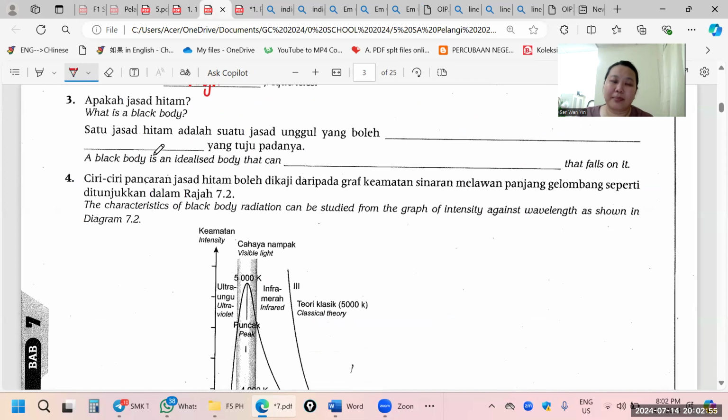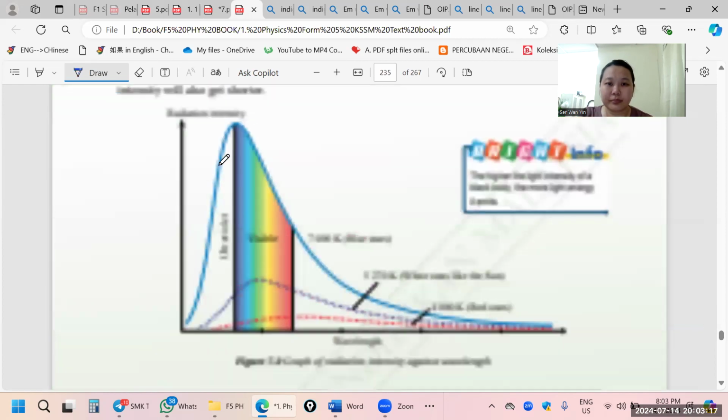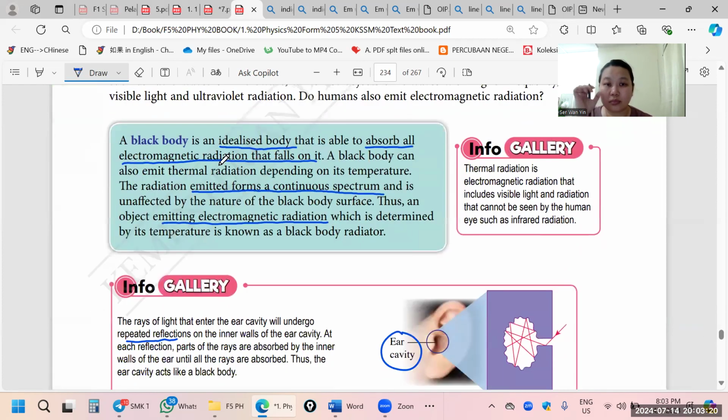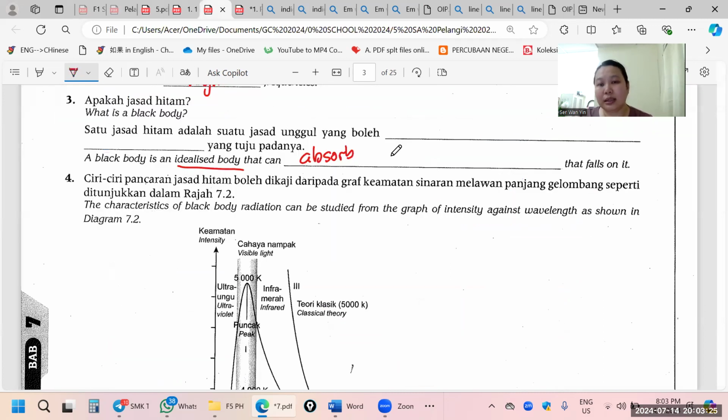Okay, so a black body is an idealized body. When we say idealized body, it means it will not exist in our real life, right? So it can 100% absorb all EM radiation that falls on it. EM means electromagnetic radiation.